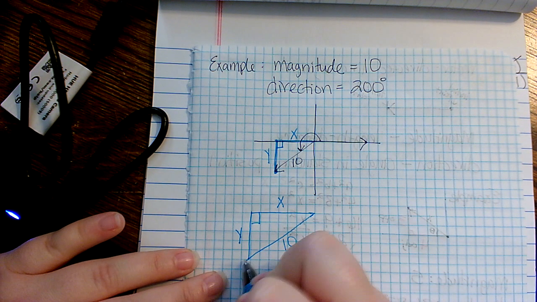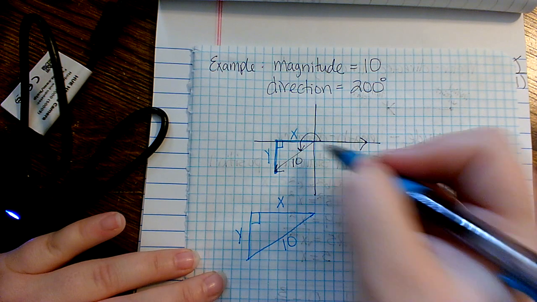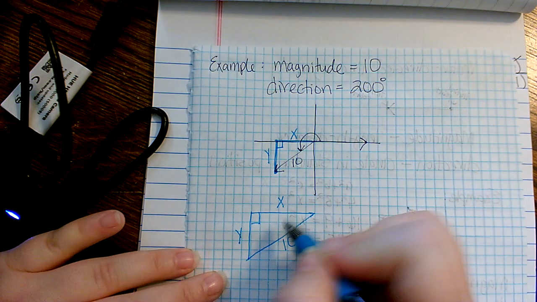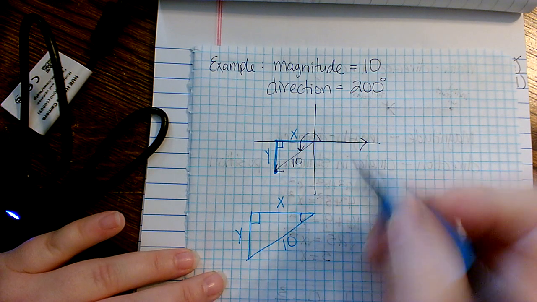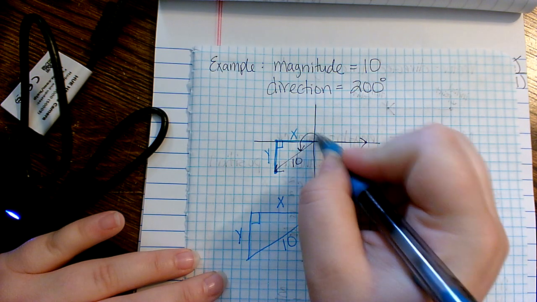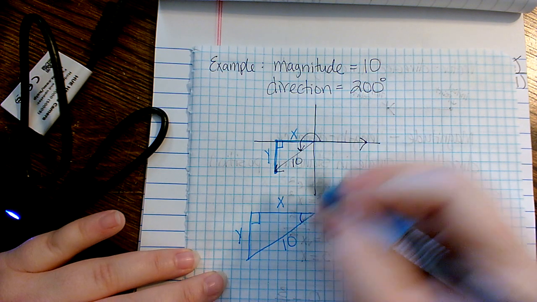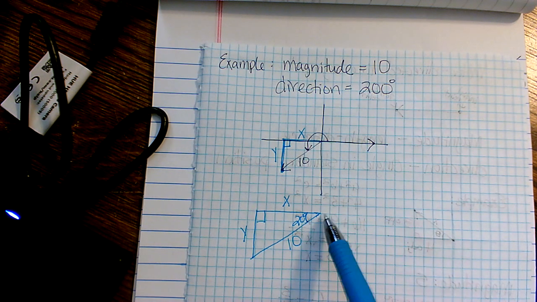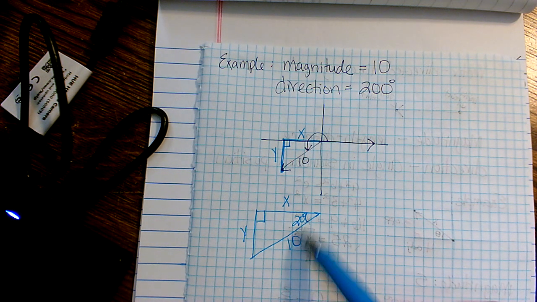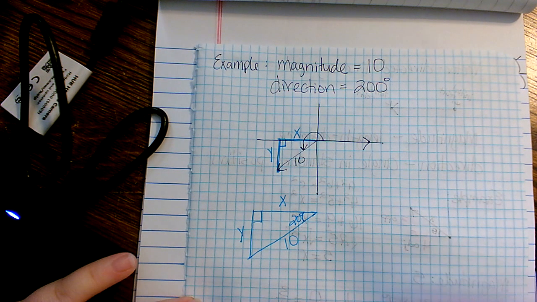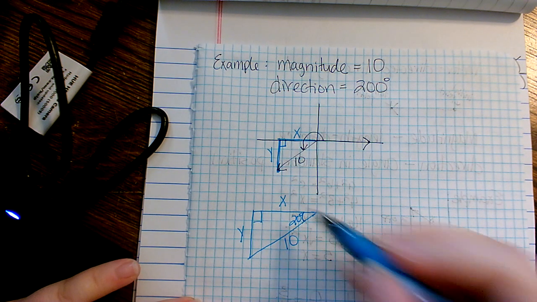So we know that the length here is 10. We know that this whole angle is 200 degrees, but if I'm just looking at this triangle, this little angle here, well, we know 180 and then is from here to here, and then this whole thing is 200, so this is going to be 20 degrees. So when you have a right triangle and you know one of these acute angles and you know one of your sides, we can use SOHCAHTOA, right triangle trig, to find our x and our y components. So that's all we're going to do.